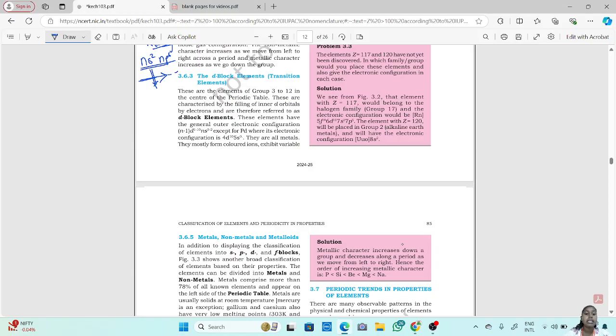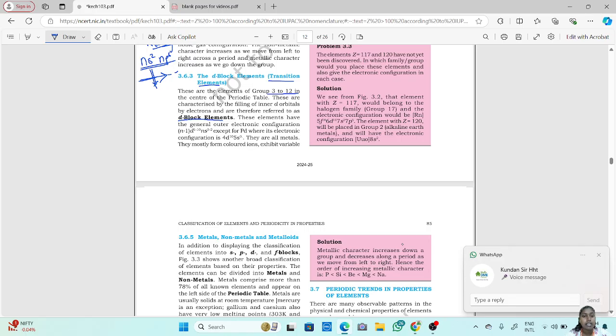Now next is the d block elements or the transition metals. These are the elements of group 3 to 12 in the center of the periodic table. Now these are characterized by filling of inner d orbitals by electrons and are therefore referred to as d block elements. These are the elements of group 3 to 12 in the center of the periodic table.